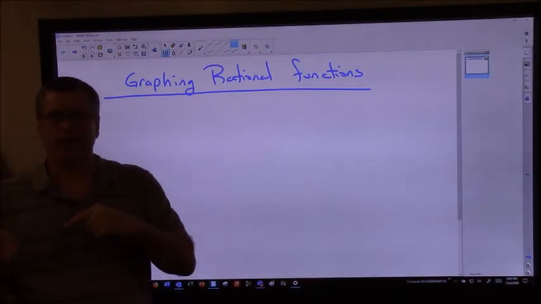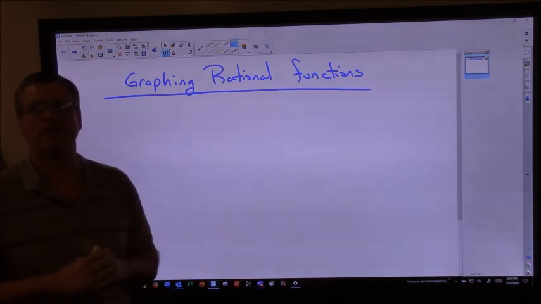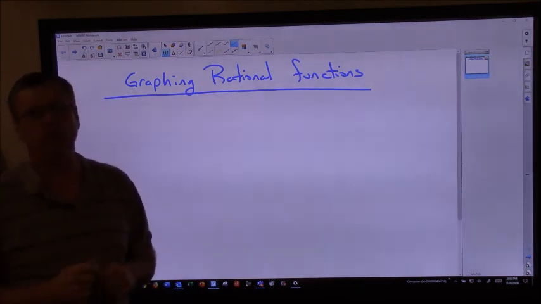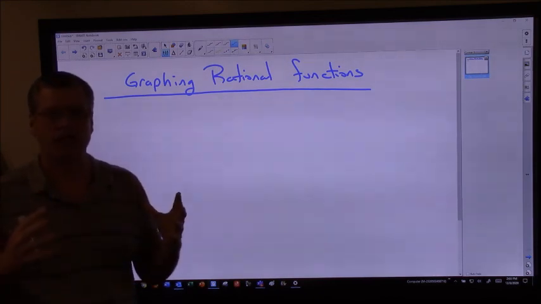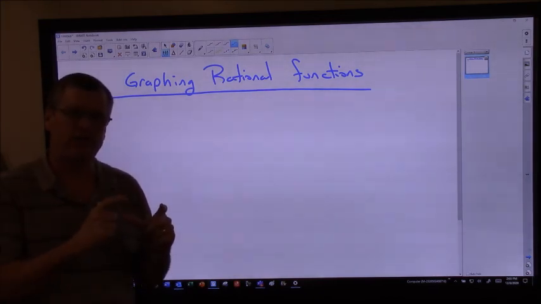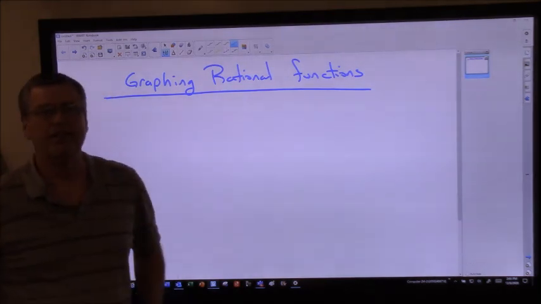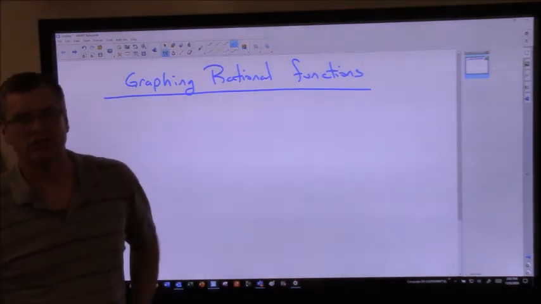So we're backtracking to section 6 out of chapter 2, and our goal in this section is to be able to graph rational functions, which means fractions. Not like what we saw in chapter 1, where we had our special rational function. Now we're saying any fraction, okay?